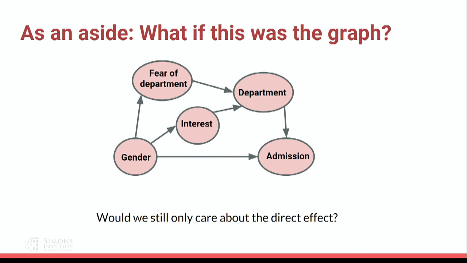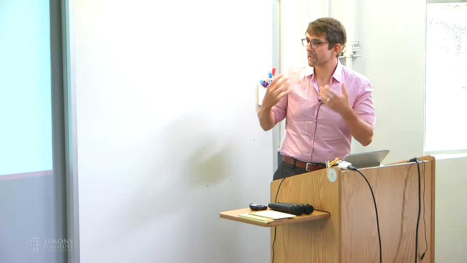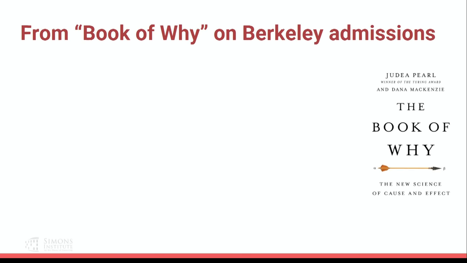What is my point? If we return to this original graph, how should we interpret, how should we conceptualize gender as a cause in this causal graph? And how do we find the direct effect of gender on admission? I'm going to give you some quotes from Pearl's excellent book, The Book of Why. If you haven't read it, it's an excellent introduction to causality. I like it quite a bit. And he picked up this Berkeley admissions example again and discussed it in more detail.